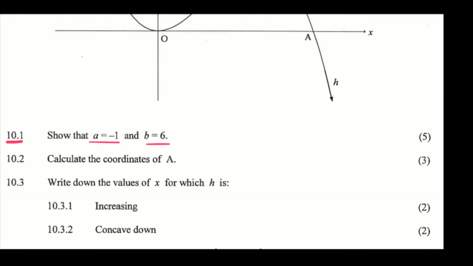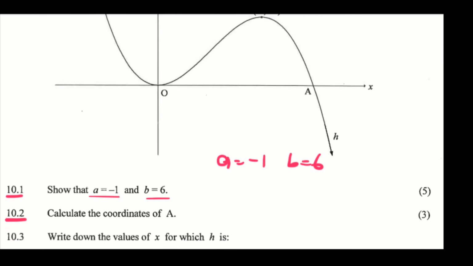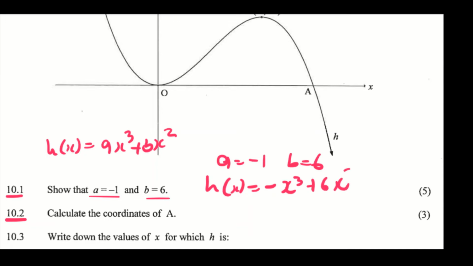Okay, so now we're going to do 10.2. Calculate the coordinates of A. So now we found that a is equal to negative 1, b is equal to 6, right? So the equation of h of x, which we are given as h of x equals ax cubed plus bx squared, means h of x is equal to minus x cubed plus 6x squared. So to find the value of A, which is this one here, we need to equate this to 0, right? 0 equals minus x cubed plus 6x squared.